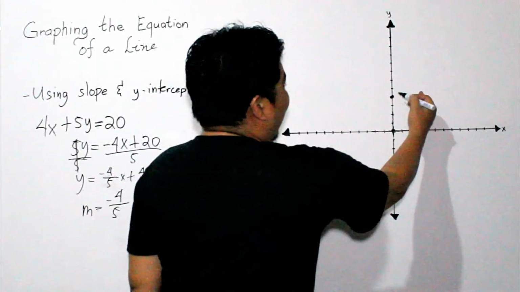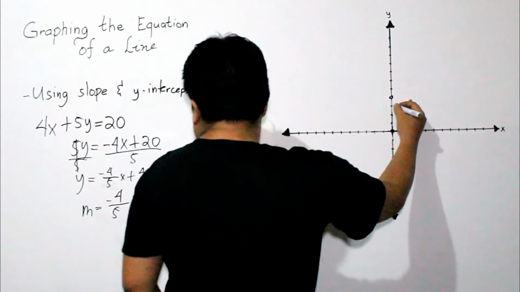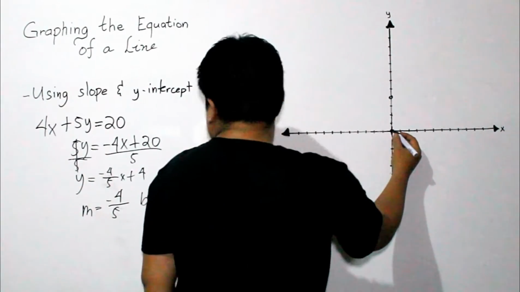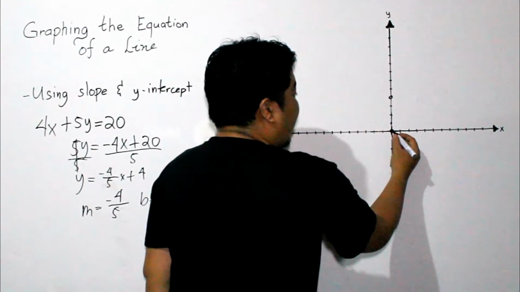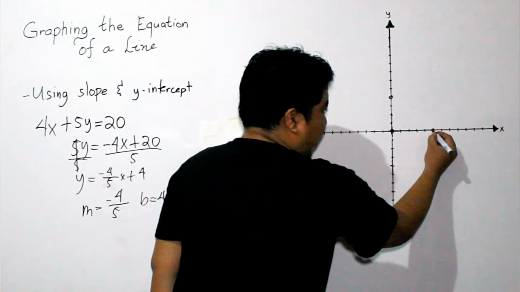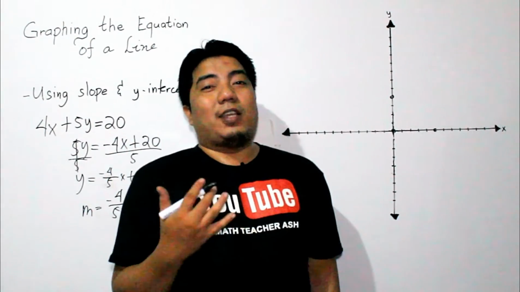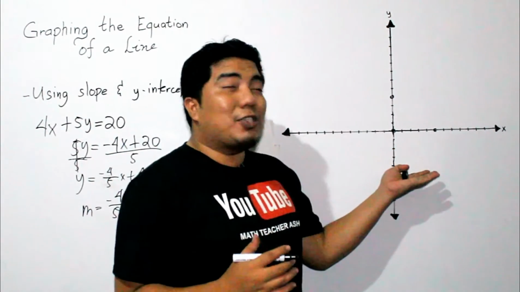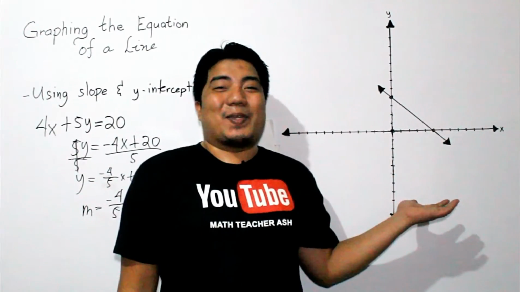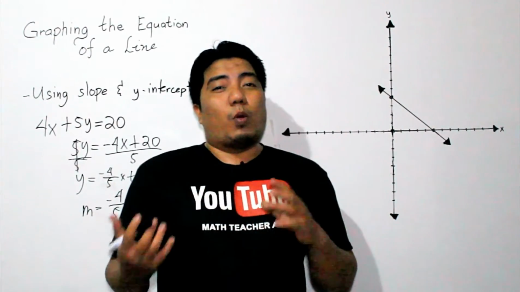Okay, so we have here our point for the y-intercept. Then we will go down 4 units. 1, 2, 3, 4. Okay, that's here. And then we will run 5 units. 1, 2, 3, 4, 5. And this is the point where our next ordered pair is located. Now, what you will do is you just connect the dots. And this is how it is. Okay? So, very easy, my dear math learners, in using the slope and the y-intercept.